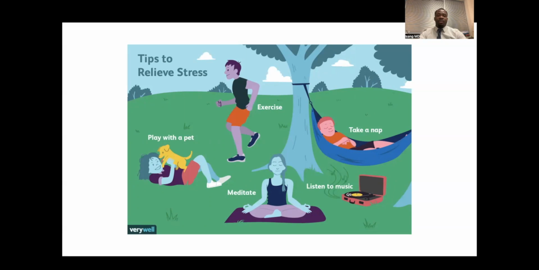So find ways to decrease the amount of stress, whether it's taking a nap, exercising, journaling, or yoga. But more importantly, seek care from a professional, whether it's a psychologist or psychiatrist, to have someone to talk to about the reasons why you're stressed.